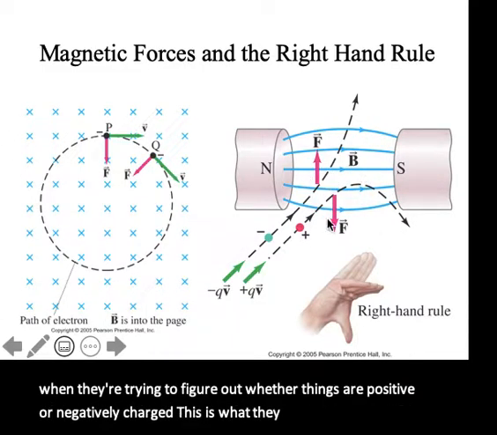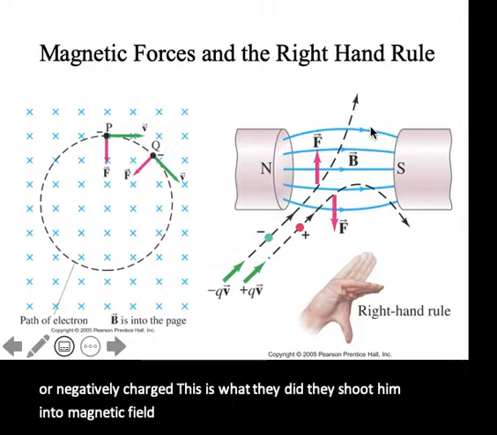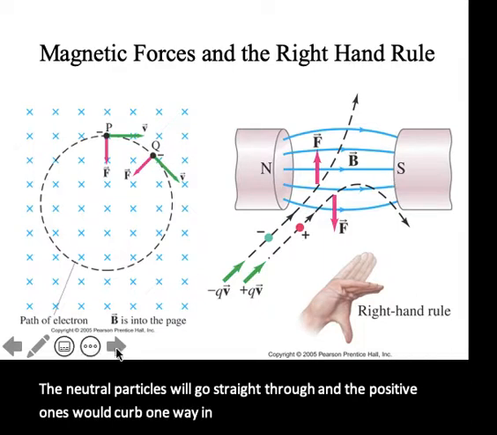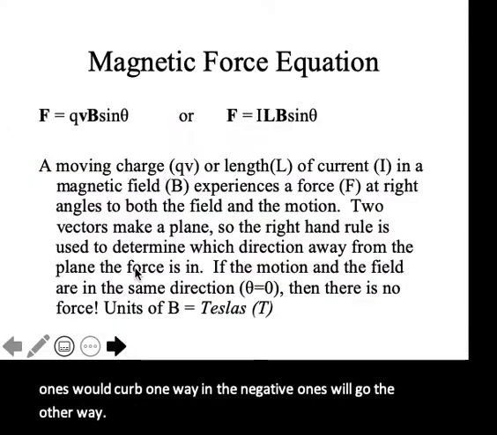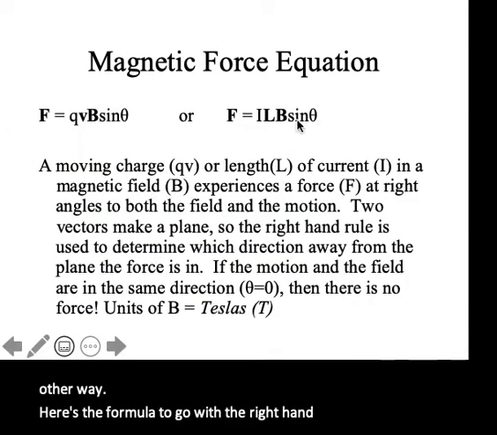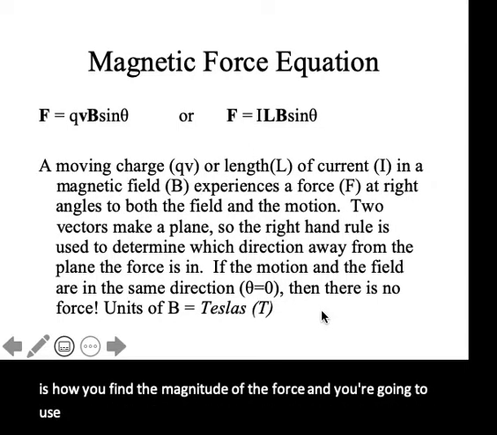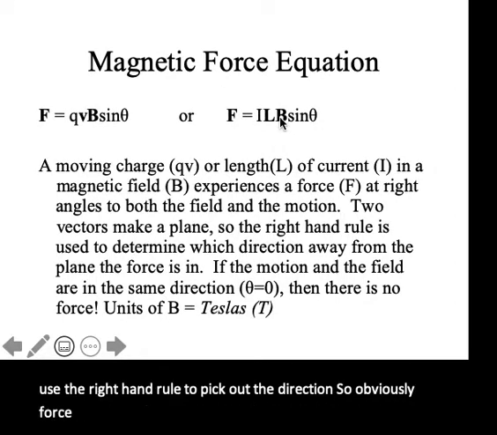They shoot them into a magnetic field, and the neutral particles would go straight through, and the positive ones would curve one way, and the negative ones would go the other way. Here's the formula to go with the right-hand rule, right? So this is how you find the magnitude of the force, and you're going to use the right-hand rule to pick out the direction. So obviously force and magnetic field are vectors.